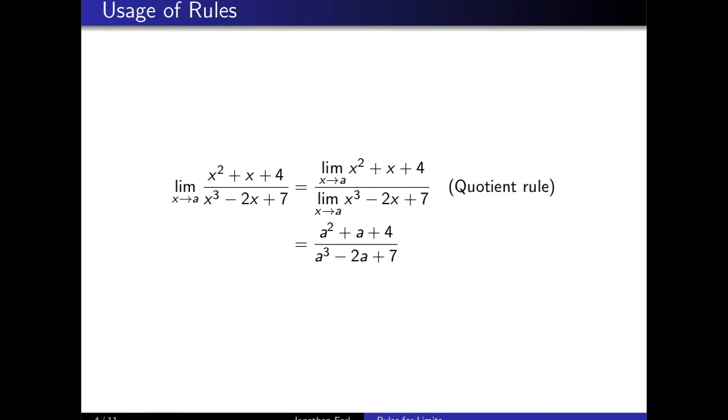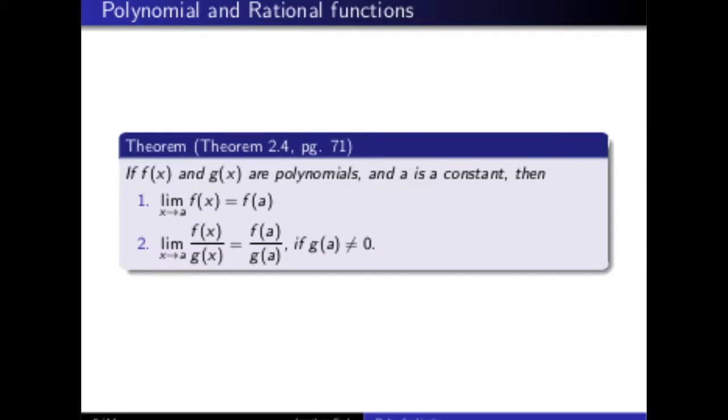And then particularly what this says is we're now looking at the limit as x goes to a of two polynomials. And what we just said is that whenever you're looking at the limit as x goes to, in this case, a of a polynomial, you can just go and evaluate the polynomial at, in this case, a. So what we'll wind up with is a squared plus a plus 4, all divided by a cubed minus 2a plus 7. And that leads us to this very nice result.